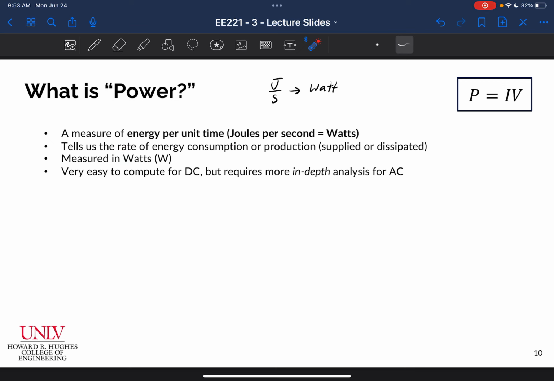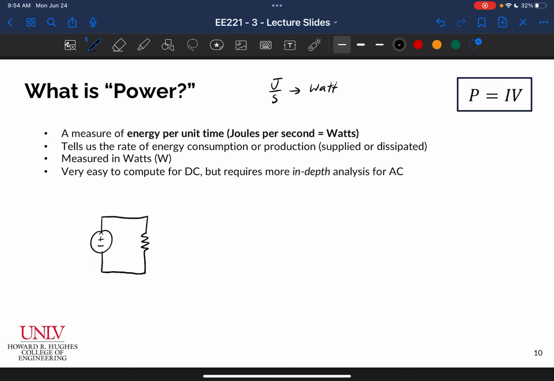And so if we say that something is consuming 10 watts, that means that it's consuming or dissipating 10 joules per second of energy. If we say that something is producing or supplying 10 watts, that means that it's sending 10 joules per second, or 10 watts, into the circuit. So for example, a current source or a voltage source, we call them sources because they're sources of energy. Right? So if I have a voltage source, I think it's probably just good to do an example.